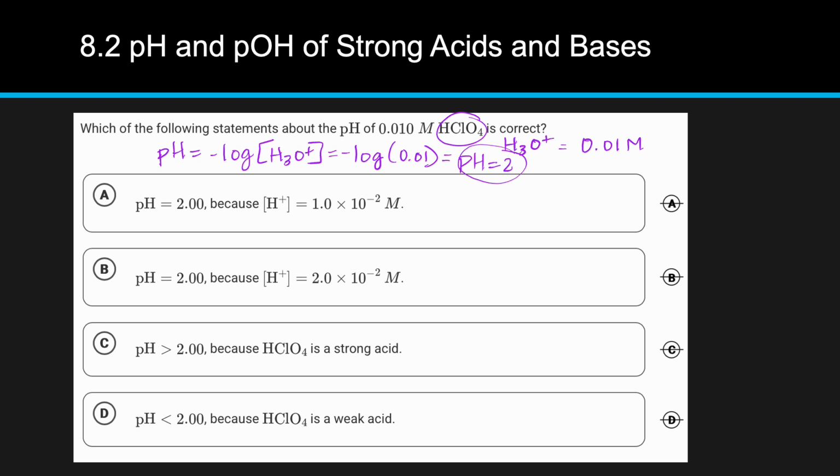So now looking at that, we know we can cancel out C and D, and we're looking at just A and B as answer choices. And it says, A says pH is equal to 2 because the concentration of H+ ions is 1 × 10⁻², which is correct.